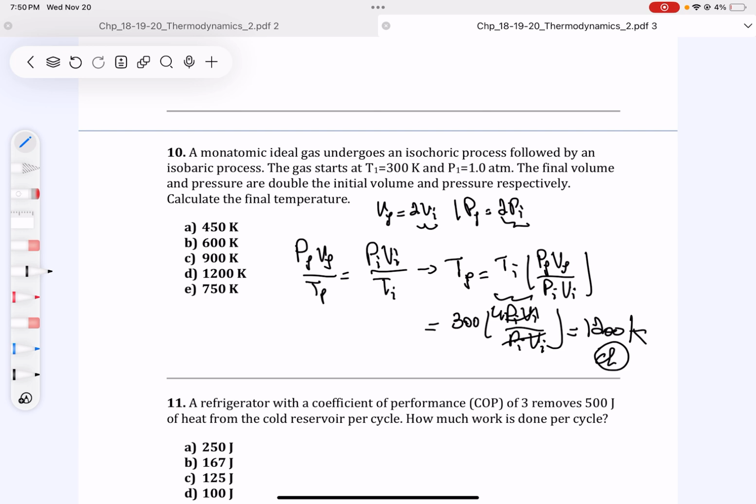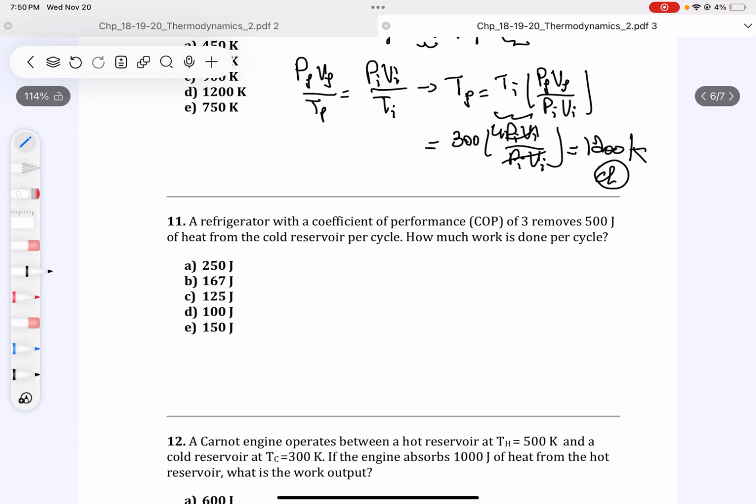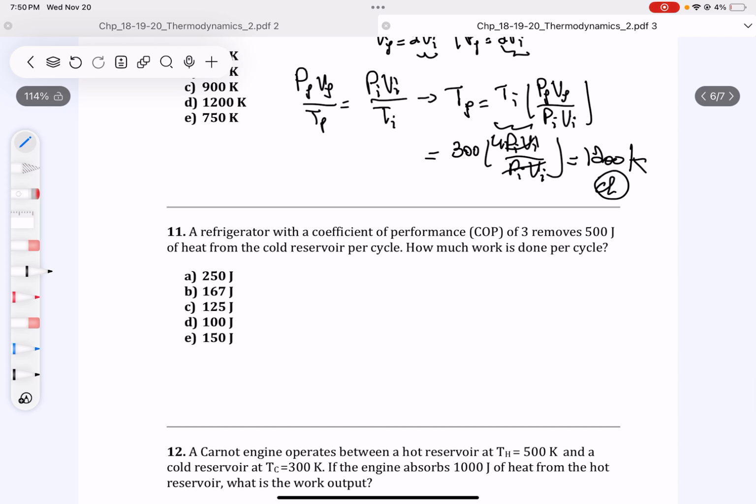Okay, let's continue. A refrigerator with a coefficient of performance COP of 3 removes 500 joule of heat from the cold reservoir per cycle. How much work is done per cycle?